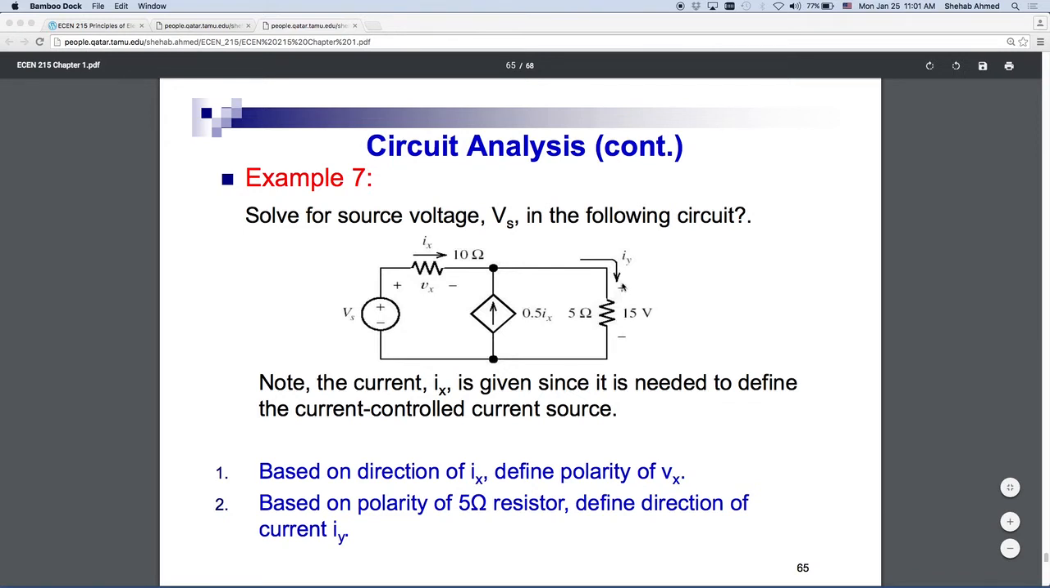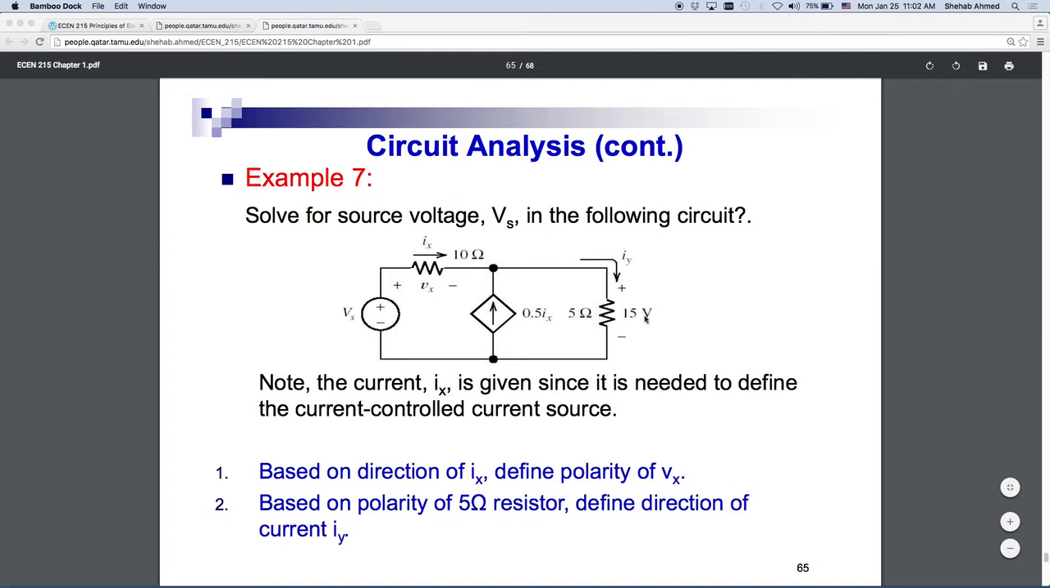Since we know the resistance absorbs power, and they've defined the polarity of voltage across the resistance, we know current will flow into the positive node, right? The resistor value is 5 ohms. The voltage is 15 volts. So what is the current flowing into the resistor? V equals IR, so 15 volts is equal to the current multiplied by the resistance. 15 divided by 5 will be 3 amps. So Iy is equal to 3 amps.